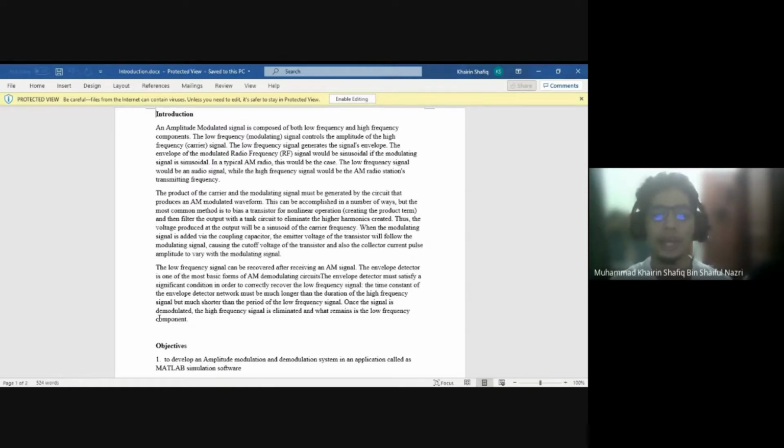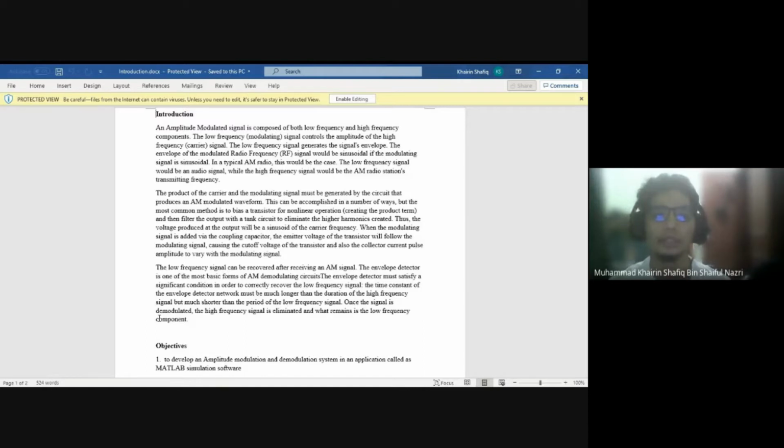In a typical AM radio, this would be the case. The low frequency signal would be an audio signal, while the high frequency signal would be the AM radio station's transmitting frequency. The product of the carrier and the modulating signal must be generated by the circuit that produces an AM modulated waveform. This can be accomplished in a number of ways, but the most common method is to bias a transistor for non-linear operation, creating the product term, and then filter the output with a tank circuit to eliminate the higher harmonics created.